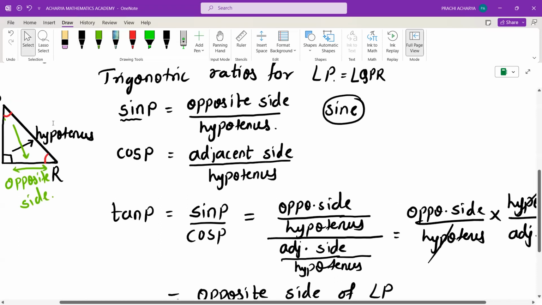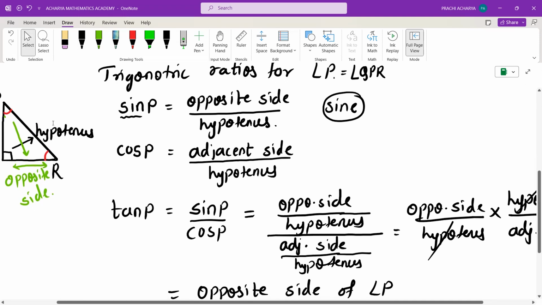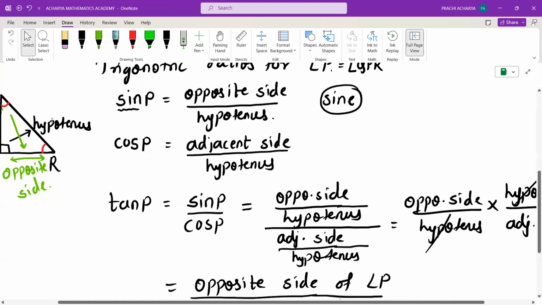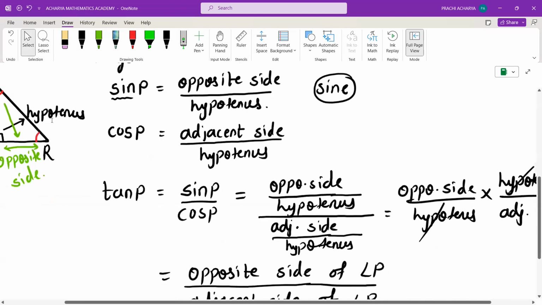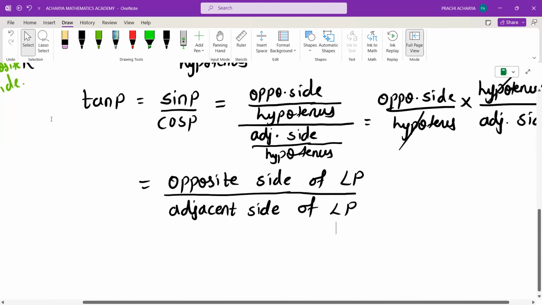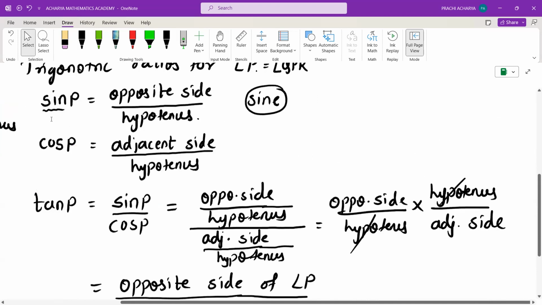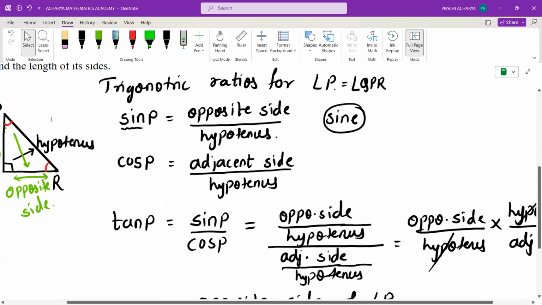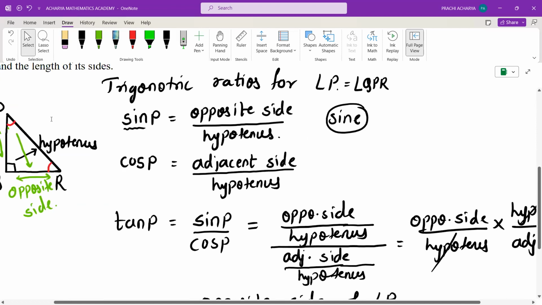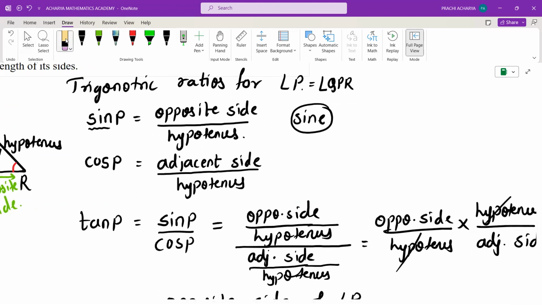So sin theta is what? Opposite side upon hypotenuse. Cos is what? Adjacent upon hypotenuse. Tan theta is a ratio of both, so only the numerators will come in the ratio. That is opposite side upon adjacent side of that particular theta, that is, angle. Right? Now, the next three ratios that we have are... see, once you understand sin and cos, then you don't have to refer to the figure also. You can write the other four ratios so easily.